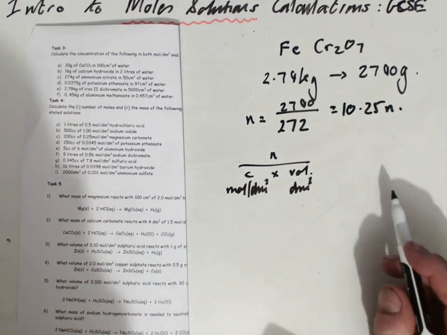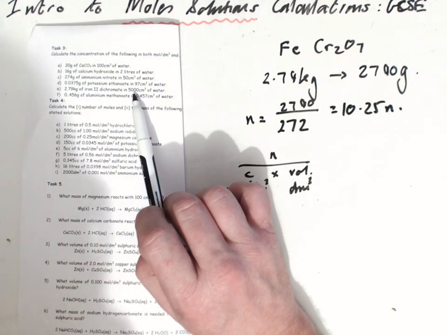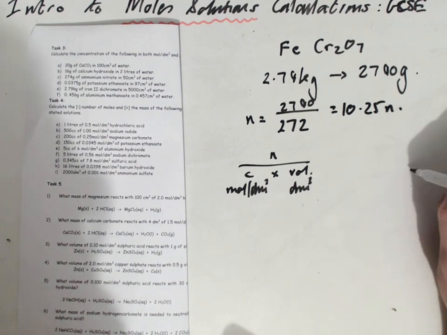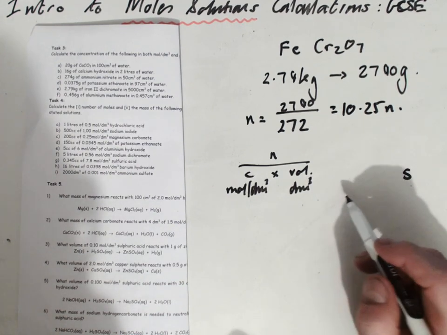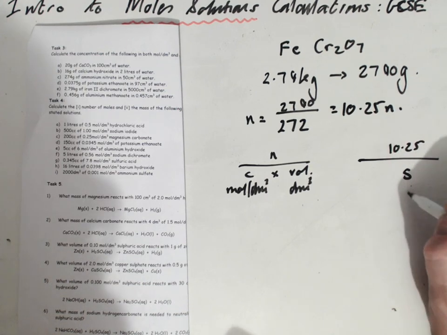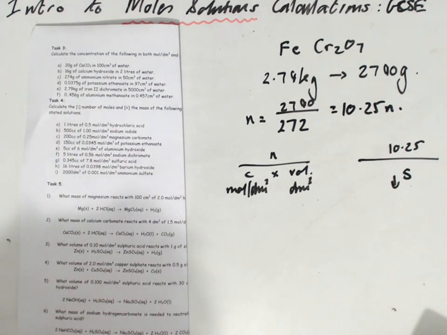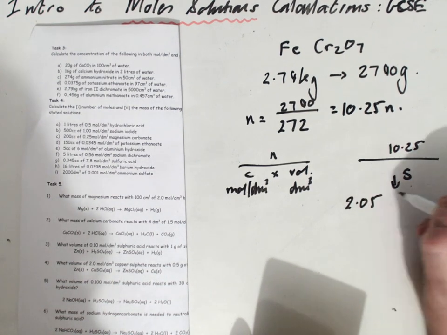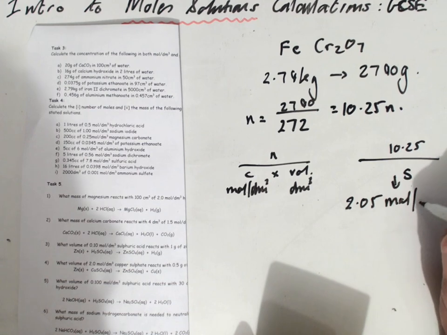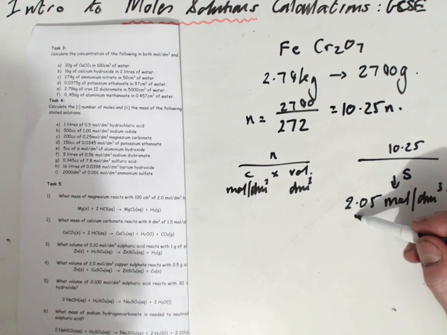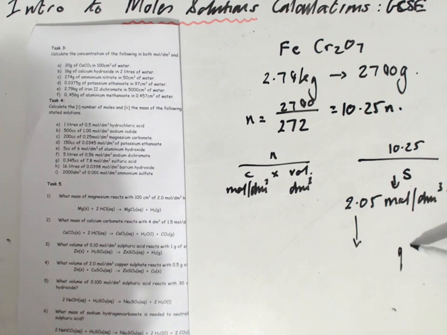If we look at this question, it's in 5,000 cubic centimeters. So 5,000 cubic centimeters turned into decimeter cubed is 5. We have our moles up here at 10.25. So if we take our 10.25, divide that by 5, that gives us 2.05, and our units are moles per dm cubed.